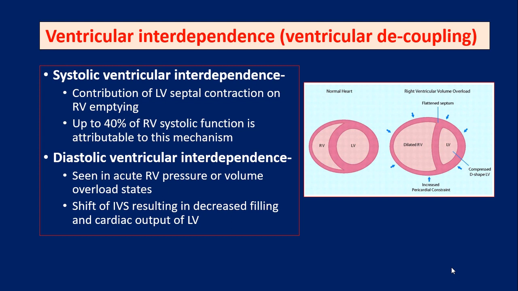Diastolic ventricular interdependence happens in a diseased heart, as you can see here, seen in the acute right ventricular pressure or volume overload states, where the right ventricle is highly dilated in comparison to the left ventricle. Normally, the left ventricle is more in the oval shape. Here it is a D-shaped left ventricle. So this extra fluid or dilated RV pushes the interventricular septum towards the left ventricle, and this causes a decrease in the filling of the left ventricle and cardiac output goes down. So this is the decoupling of the ventricular interdependence, when the RV pressures are too high or volume is overloaded.